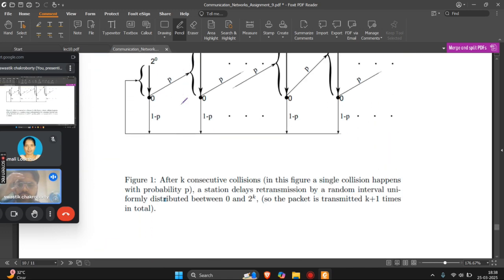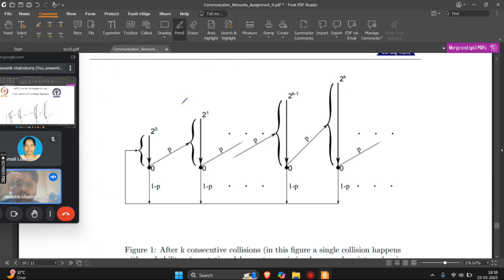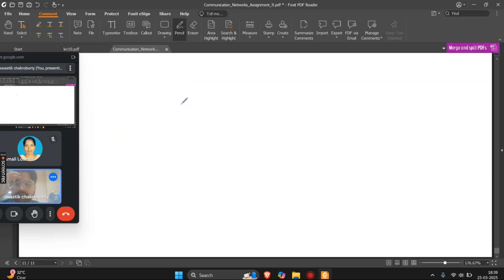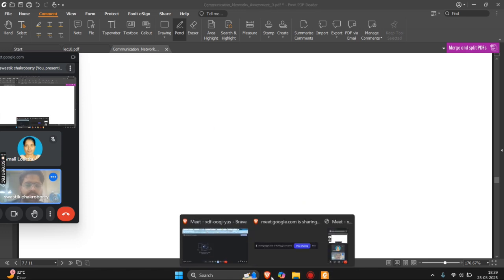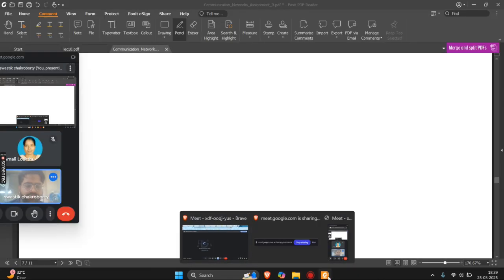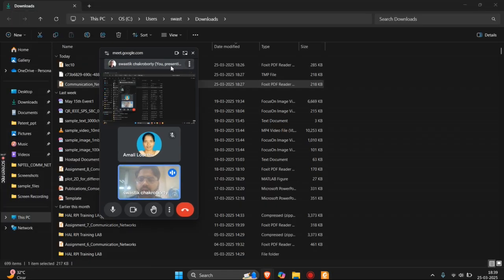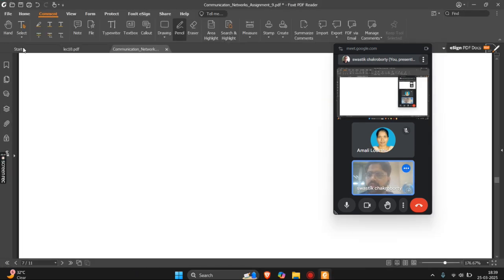So slotted Aloha. I think there are no more problems on slotted Aloha. Next we will go to CSMA/CA, CSMA/CD. These are other backoff algorithms that are popularly used.